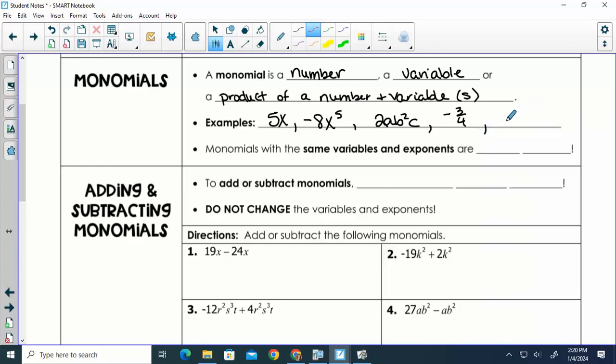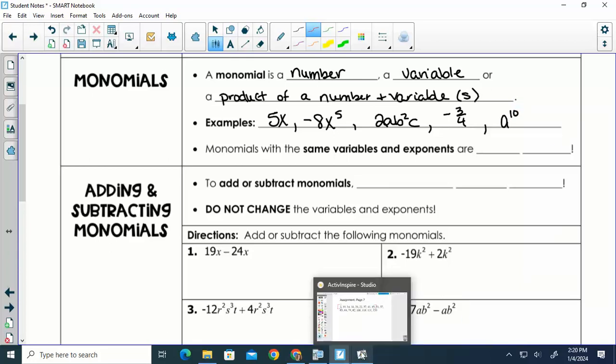I could have a to the 10th, just a single variable. All of those things count as monomials. The big thing, there's no addition or subtraction. It's just stuff being multiplied together. When we have monomials that have the same variables and exponents, so an x squared and an x squared, an ABC and an ABC, so if the variable portions match, we call those like terms.